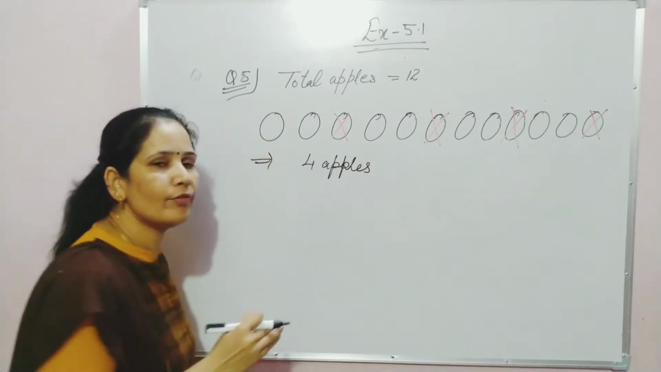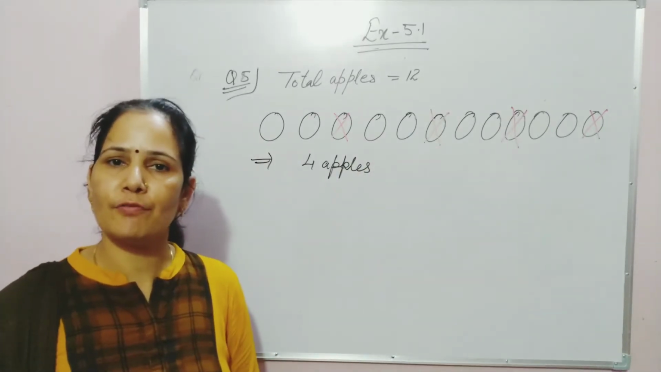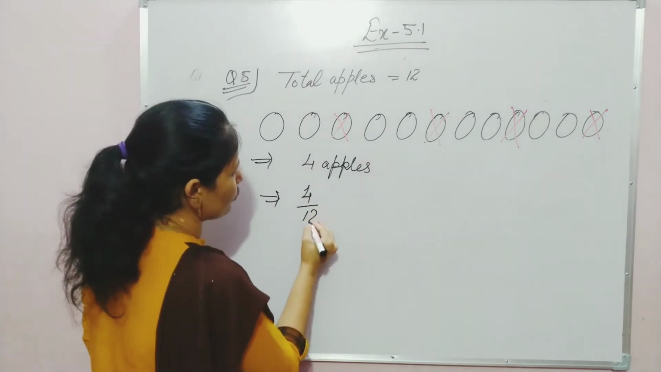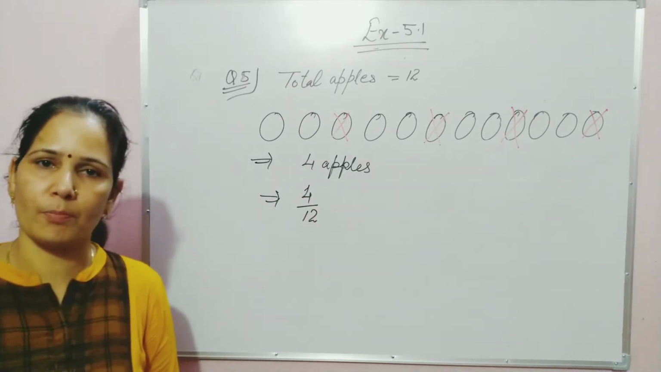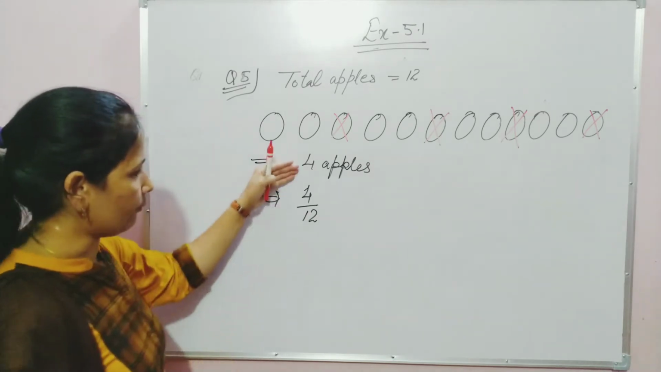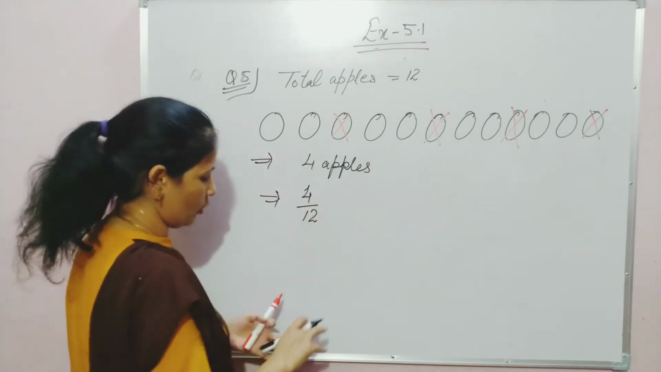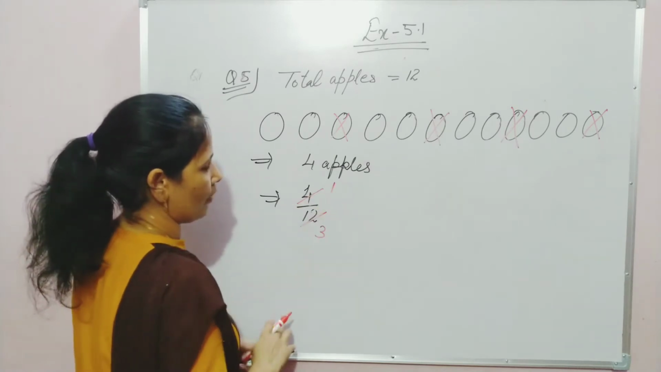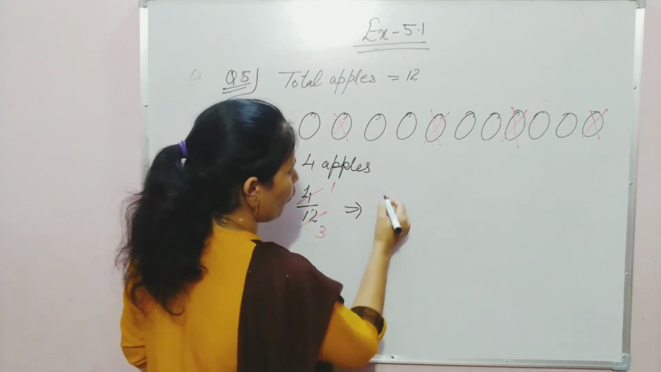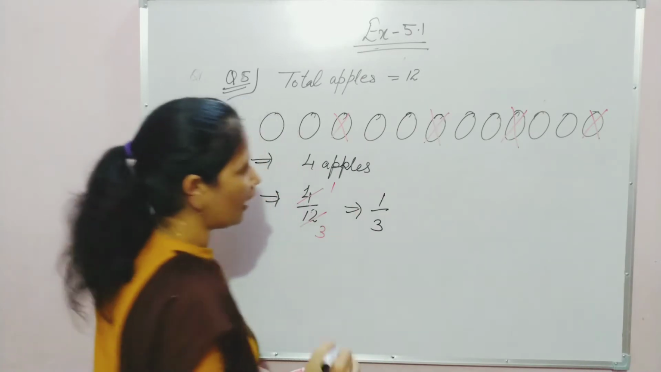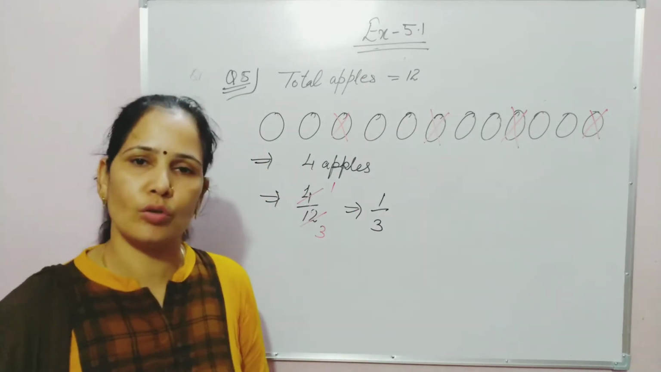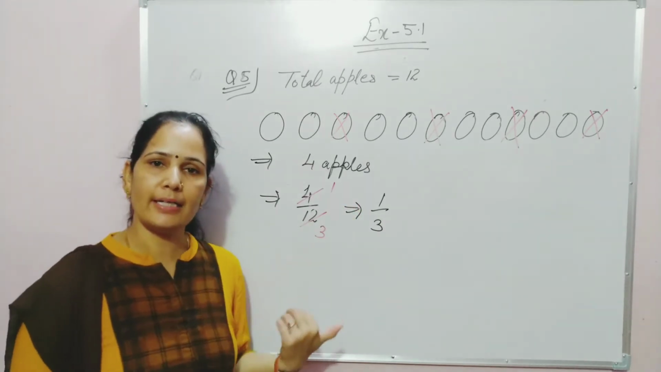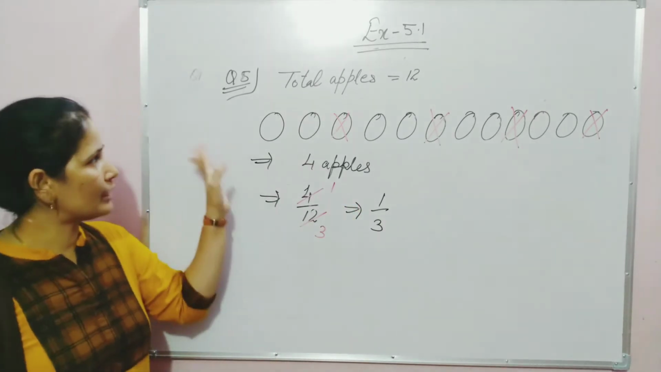Okay students, if we have to write the fraction for the bad apples, we write the fraction 4 by 12. And if we want to reduce, because both are multiples of 4, 4 ones are 4, 4 threes are 12, so we can write 1/3 apples are bad out of total. Easily we can say 1/3 apples are bad out of total. So this is our question number 5.